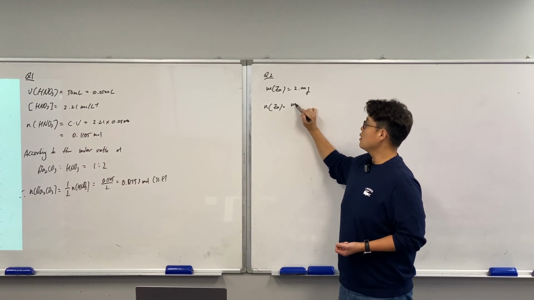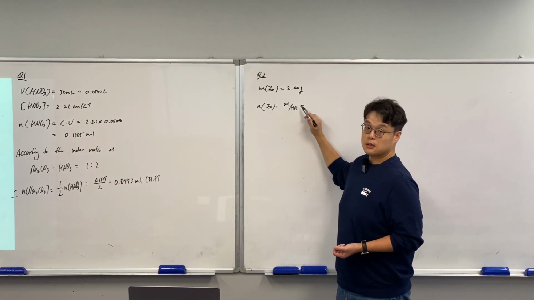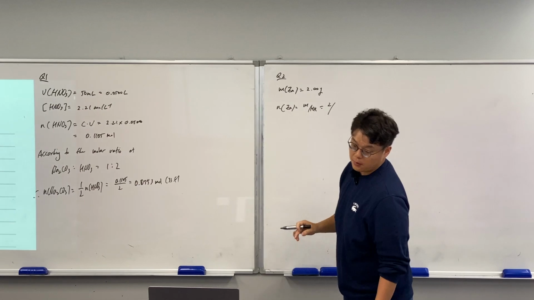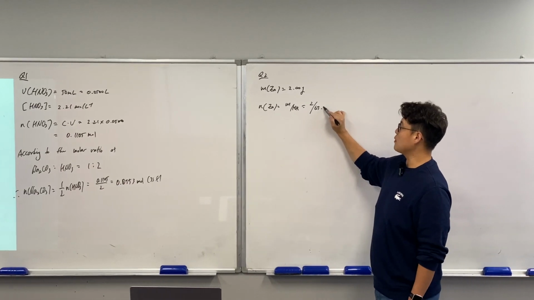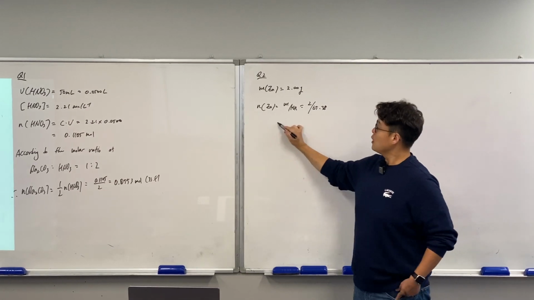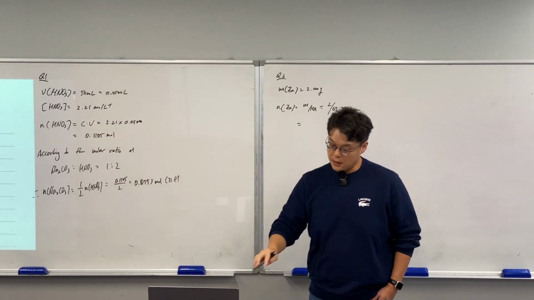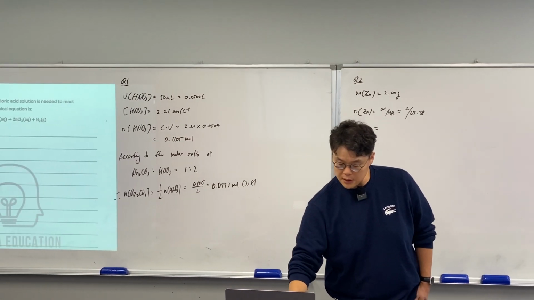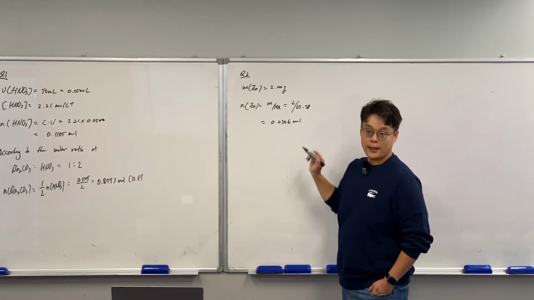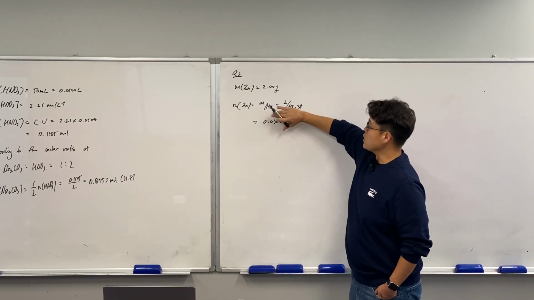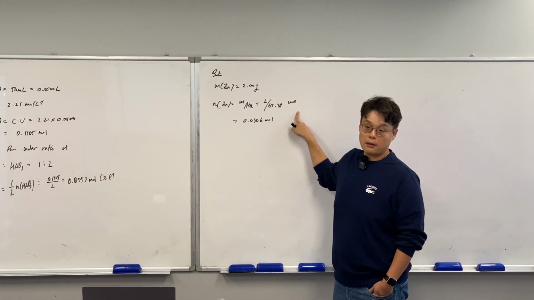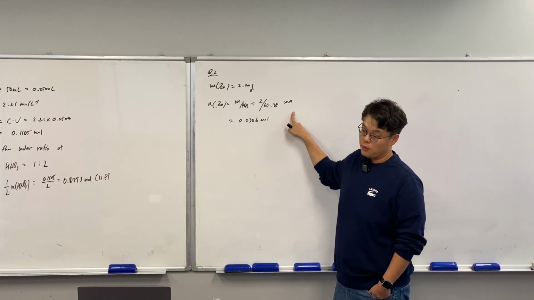n equals mass over molar mass. We're given the 2 grams of zinc. The molar mass of zinc from your periodic table, you would find that it's 65.38. Then you would get the approximate number of moles of zinc as 0.03066 mole. Or I don't mind if you leave that in exact value as well. It doesn't really matter. I actually prefer using the exact values a lot of times.